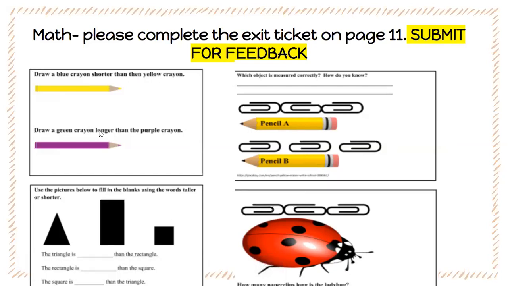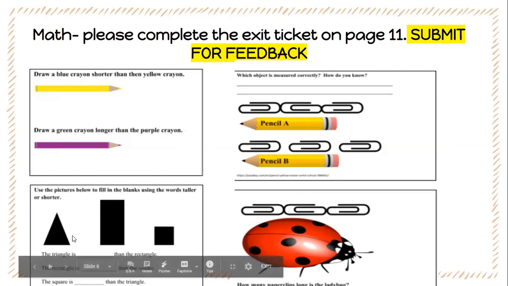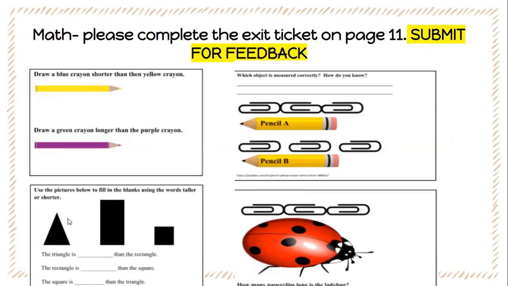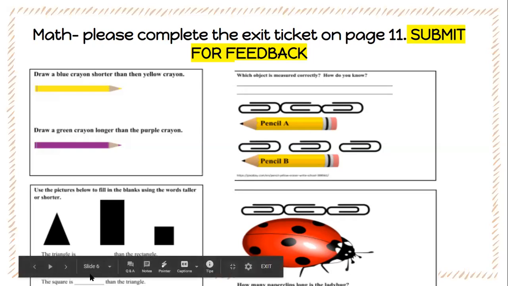Draw a green crayon longer than the purple crayon. This one says use the pictures below to fill in the blanks using the words taller or shorter. The triangle is blank than the rectangle. Is it taller or is it shorter? The rectangle is blank than the square. Is it taller or shorter? And the square is blank than the triangle, taller or shorter?